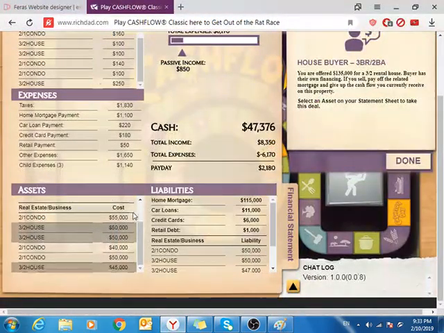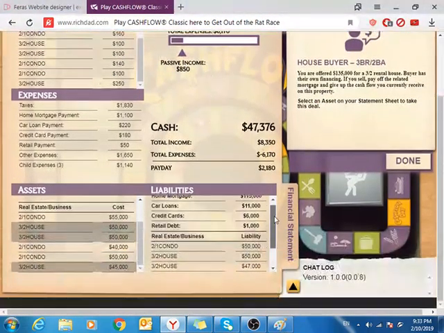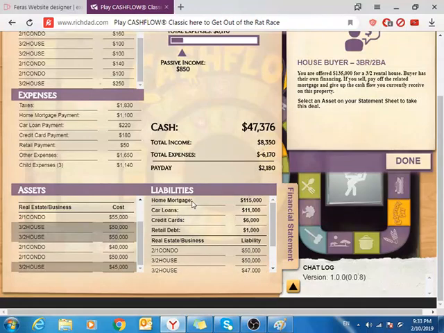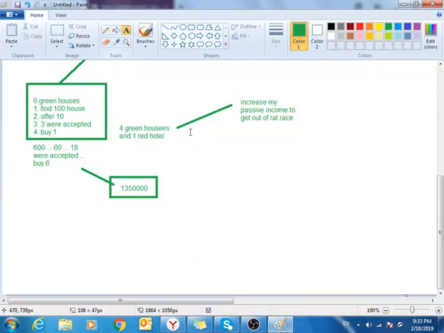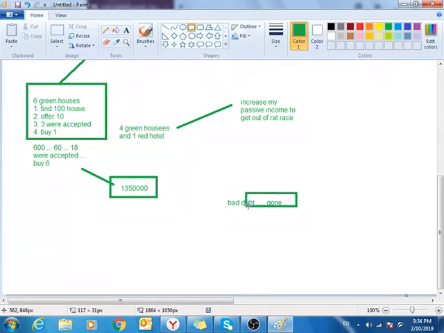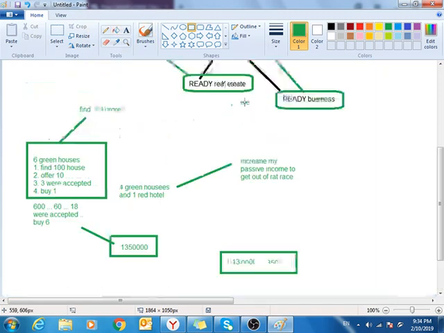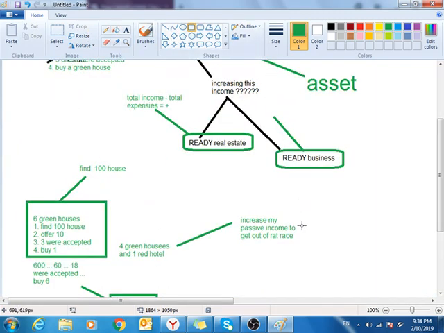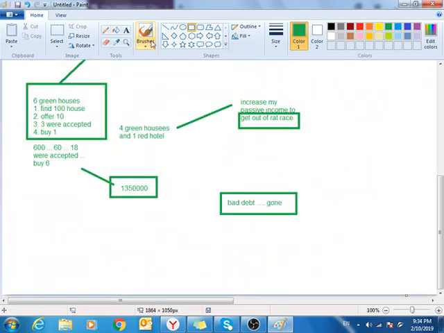Good. So I will sell these things to get myself out of bad debt. I have a car, I have a home, I have credit card, I have retail debt. So I have some bad debt. I can say it's gone. I don't have any more bad debt. So getting out of bad debt is not just about getting out of the rat race. No, not just that. I also have bad debt.